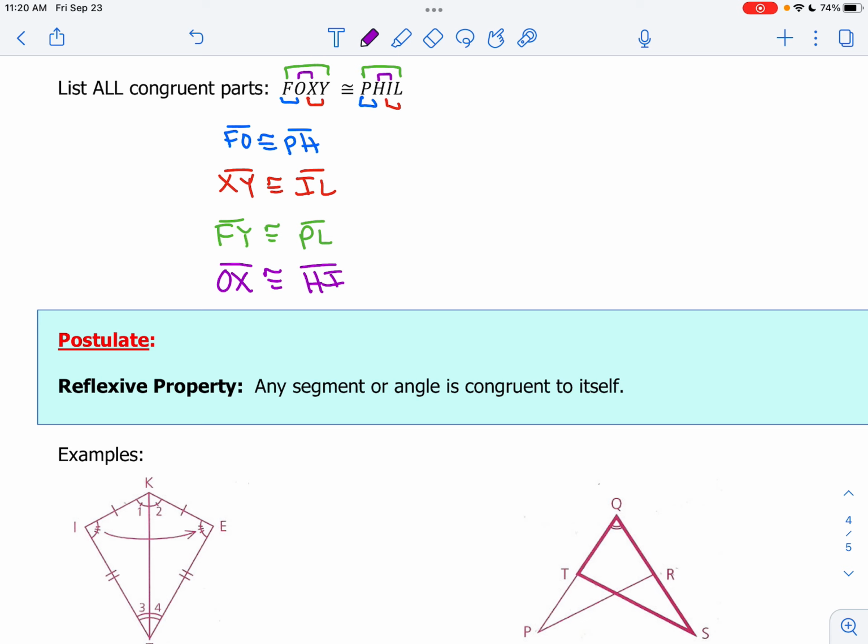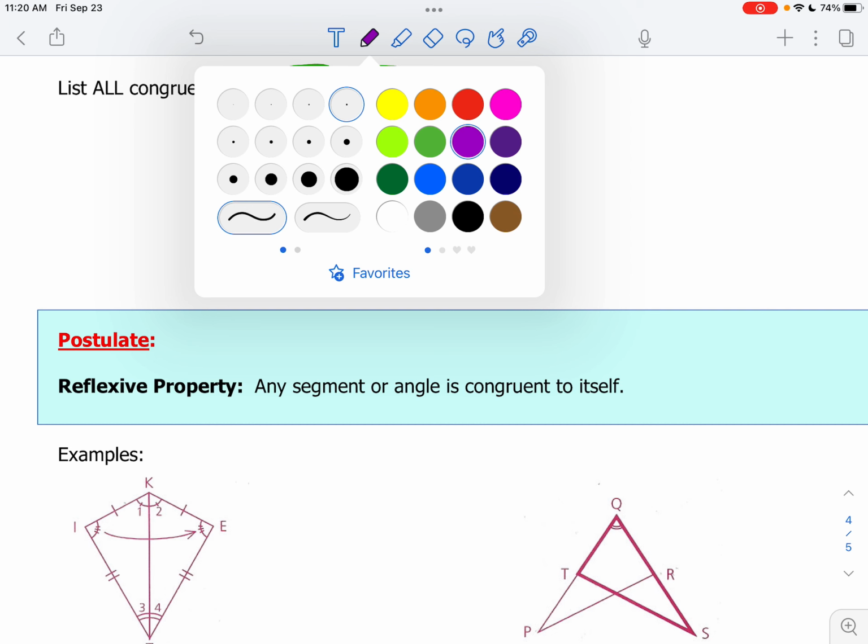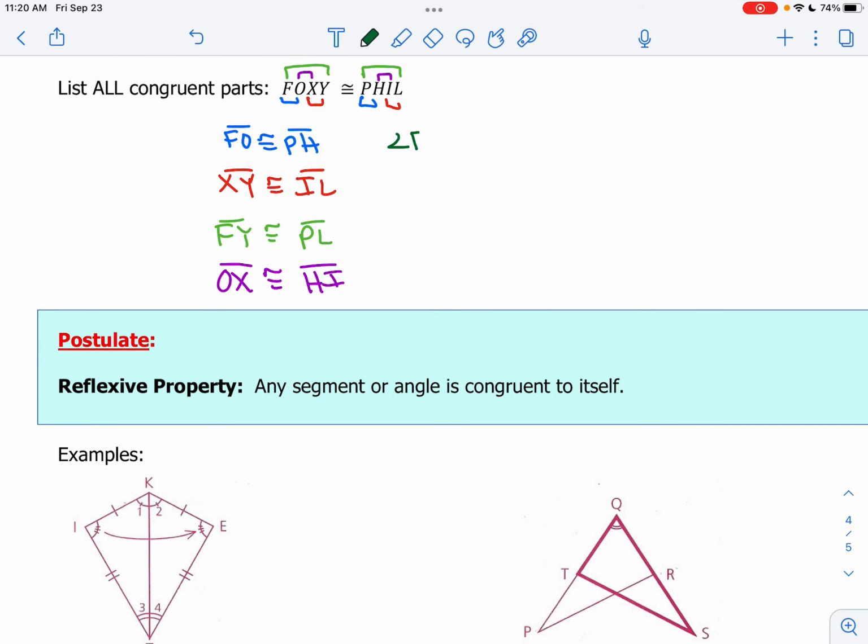And we could do the same thing with the angles. Maybe I don't need to switch colors every time. How about that? So how about F lines up to P, and O lines up to, oops, no angle symbol, 10 burpee penalty. Angle X lines up to angle I, and angle Y lines up to angle L.